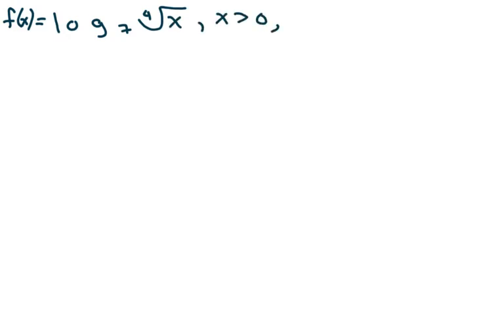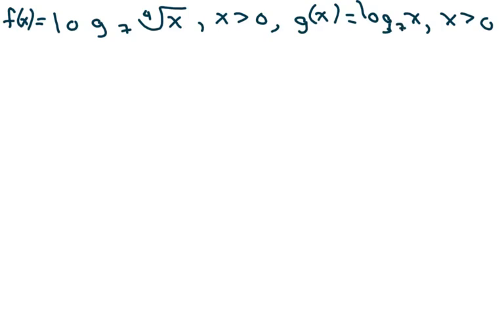I have one more. The last one is f of x equals log base 7 of the 4th root of x, and g of x equals log base 7 of x. Again, x must be positive. And this is a 7.